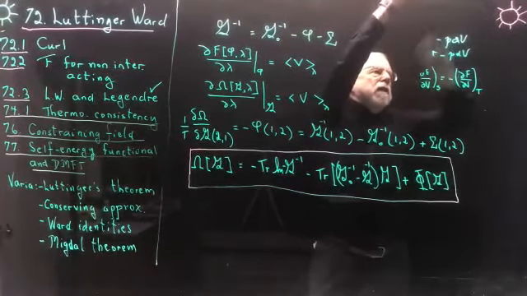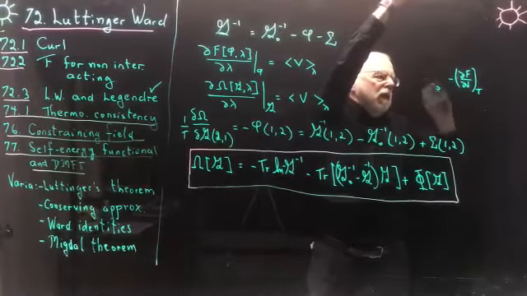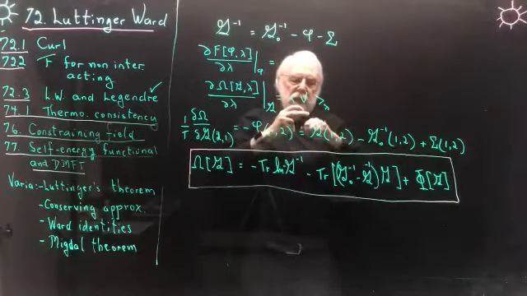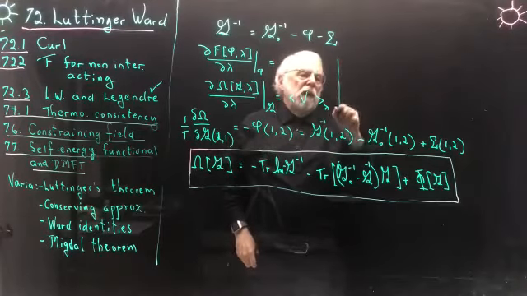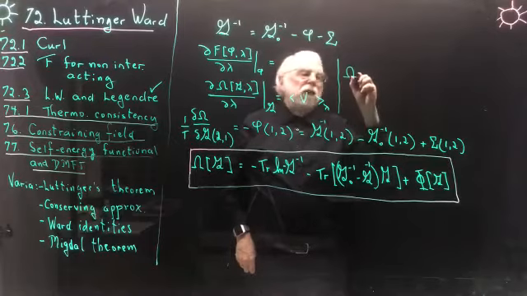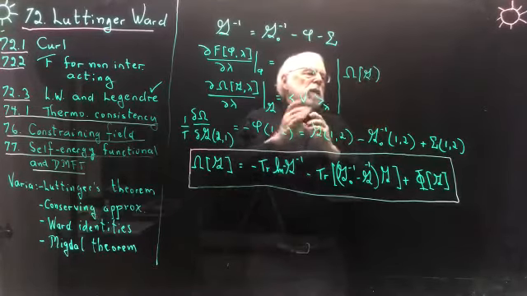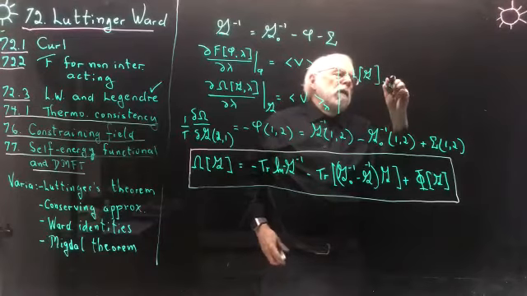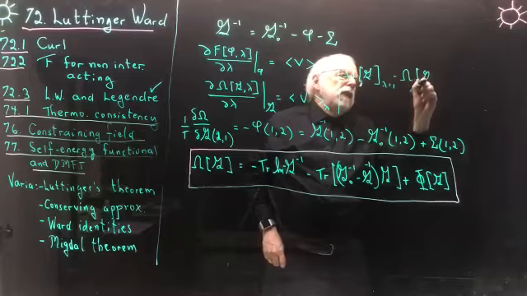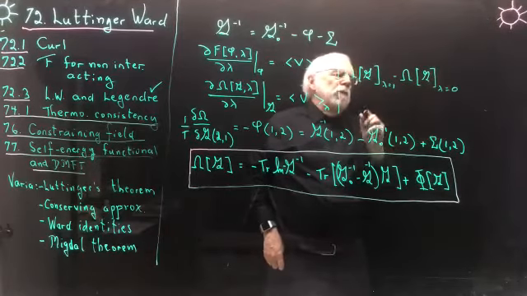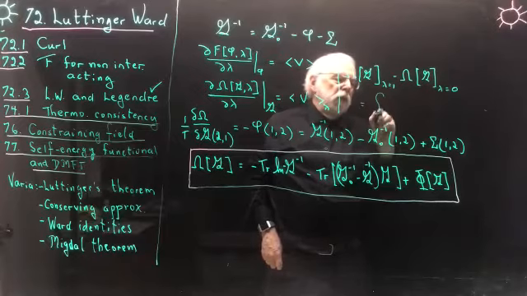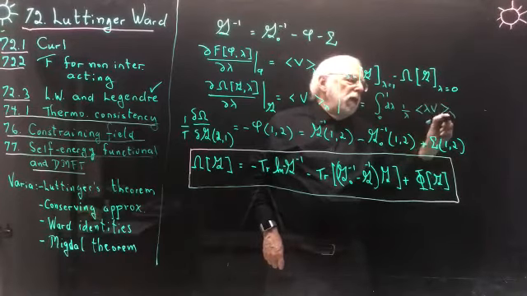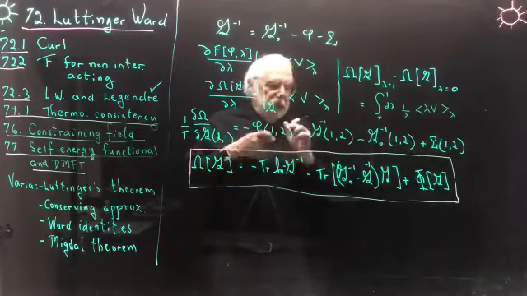Okay, so given this property of Legendre transforms, then it means that I can write that omega of G at lambda equals 1 minus omega of G at lambda equals 0 is equal to the integral from 0 to 1 d lambda of 1 over lambda of lambda v evaluated at the theory in which the interaction is lambda v.